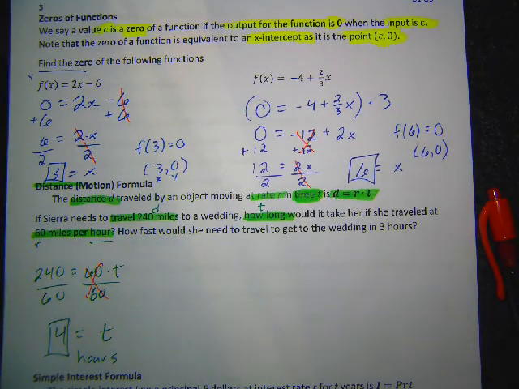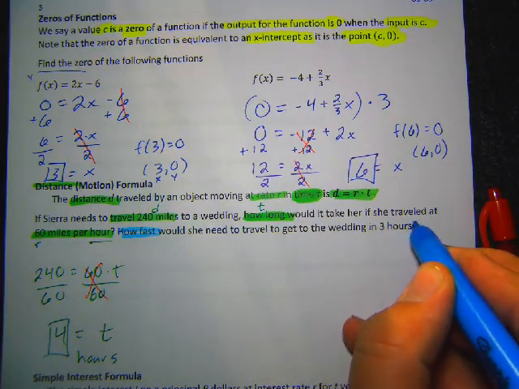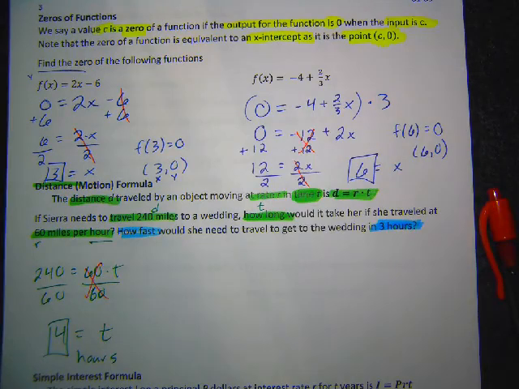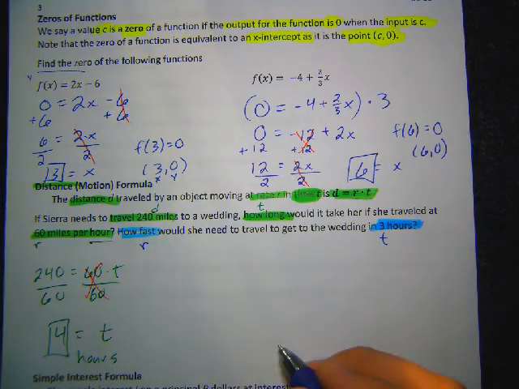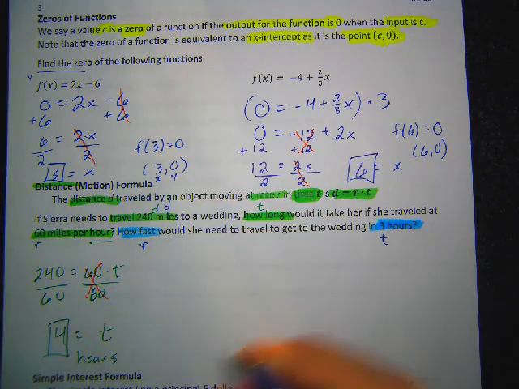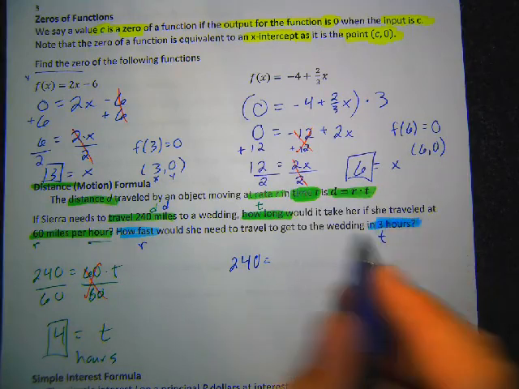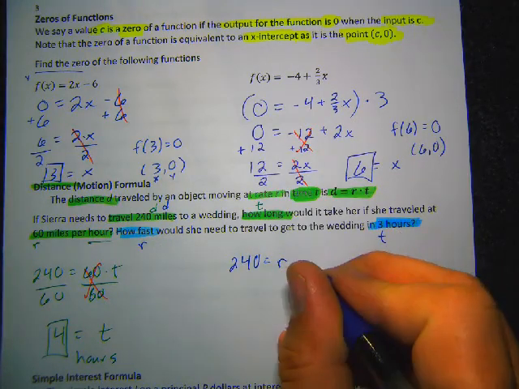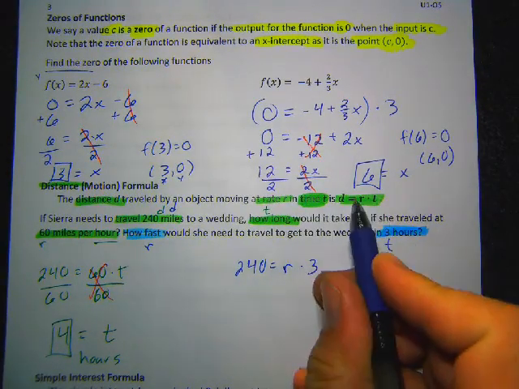The second part says how fast. So now I'm actually looking for speed. How fast would you have to travel to get there in 3 hours? So maybe you don't want to wait 4 hours to get there. You want to get there faster. So in this case, the time is 3 hours, so we're going to look for the rate. The wedding's still in the same location, so our distance is still going to be 240. We're looking for the rate if we want to get there in 3 hours. Now we have the time and are looking for the rate.